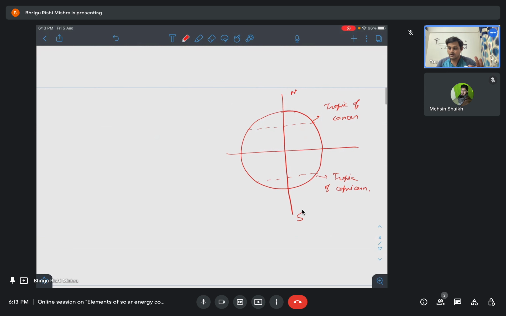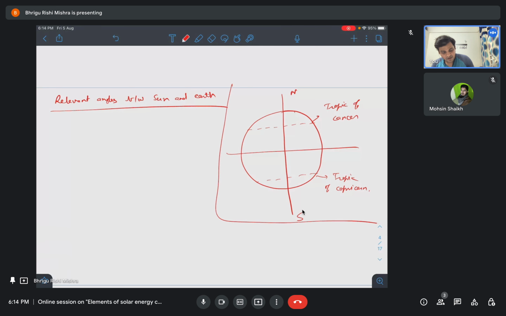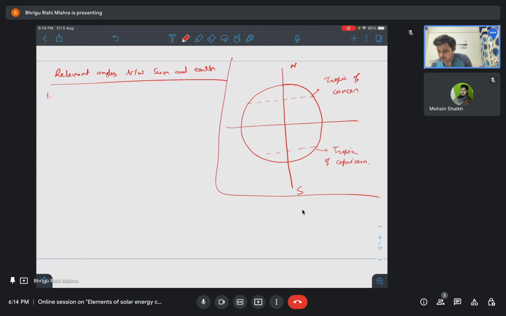Now we will talk about the angles. There were 4 major angles discussed in the class, or a better way to say, relevant angles between Sun and Earth. The first one is the latitude.